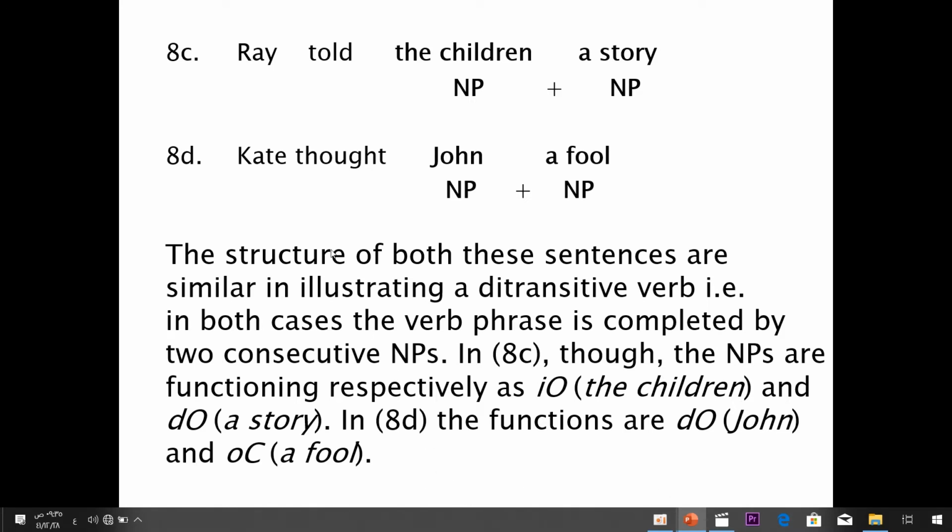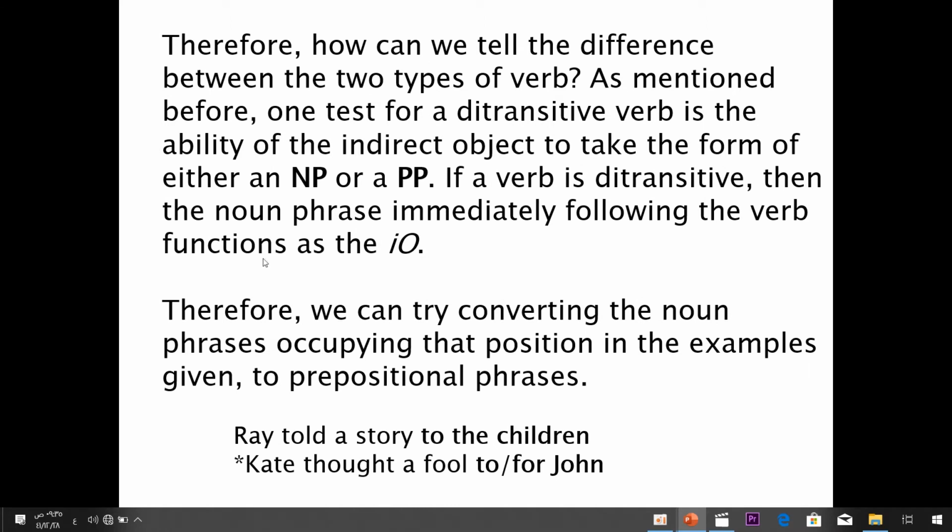So the situation is different. That is a complement of object. It doesn't function as an indirect or direct object. So the situation is different because, once again, a fool is a complement of object. So, dear students, you have to understand that the English language is unlike Arabic in this case. Therefore, how can we tell the difference between the two types of verbs?